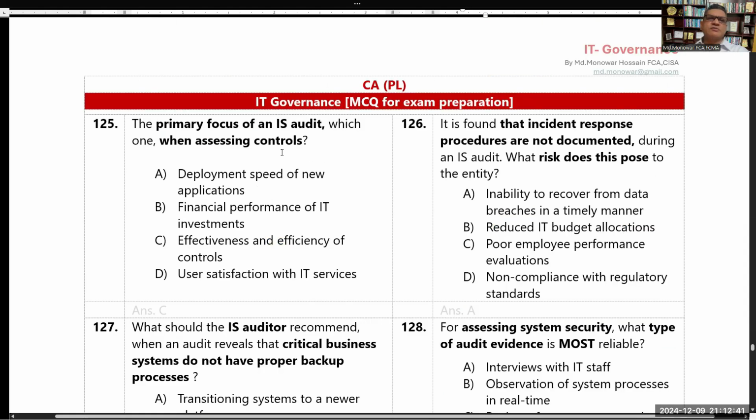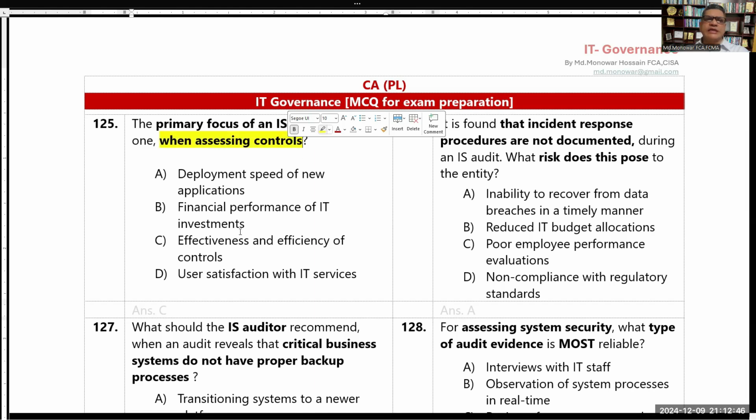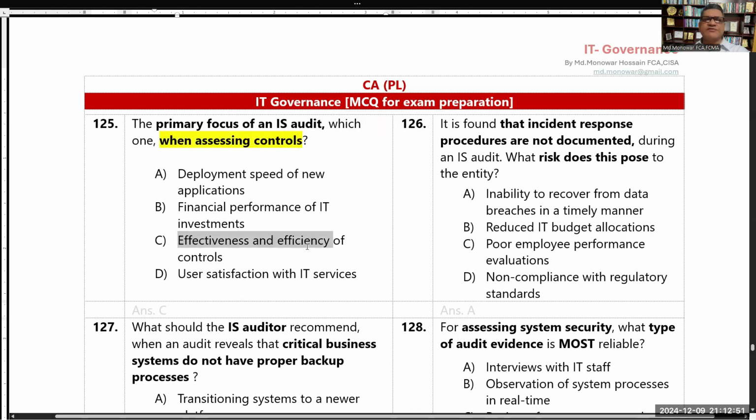The primary focus of an IS audit when assessing controls is the effectiveness and efficiency of controls. Answer C.